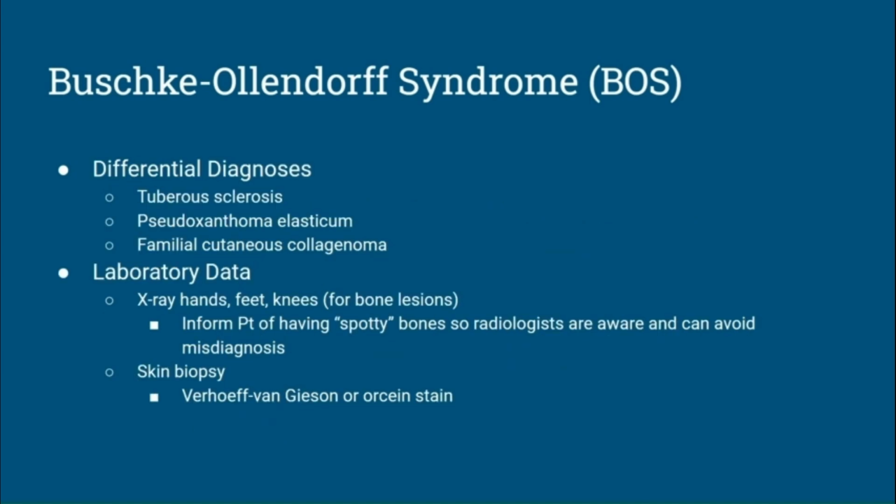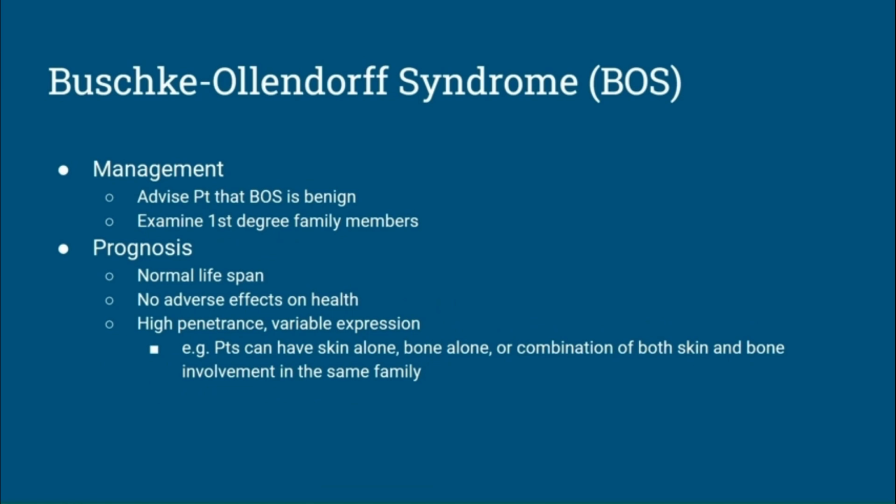Differential diagnosis for this includes TSC, PXE, and familial cutaneous collagenoma. You could get an x-ray of the hands, feet, and knees for bone lesions, and they might be noted as having spotty bones. Obviously that could be misdiagnosed by radiologists, so it might be something to input in your clinical exam or clinical history too that you're concerned with that. You can do a Verhoeff-van Gieson stain for evaluating your elastin.